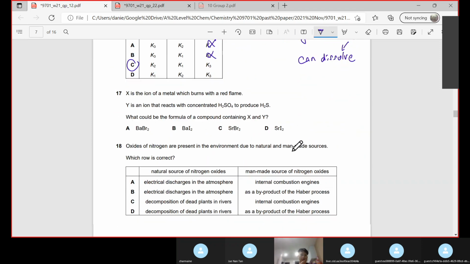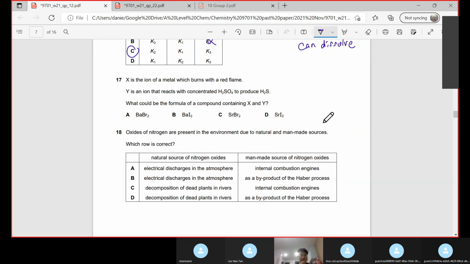Okay, 17, basically you need to remember the color. A metal that burns with the red flame is strontium. This one you need to memorize.